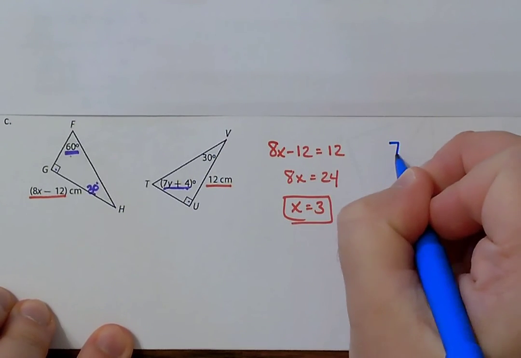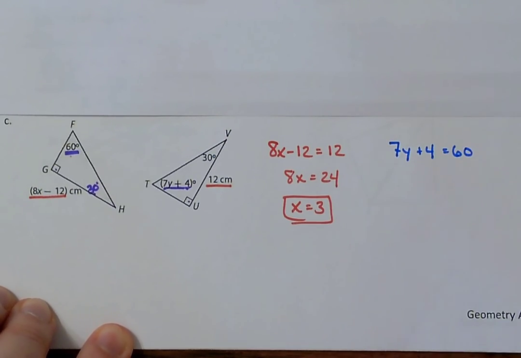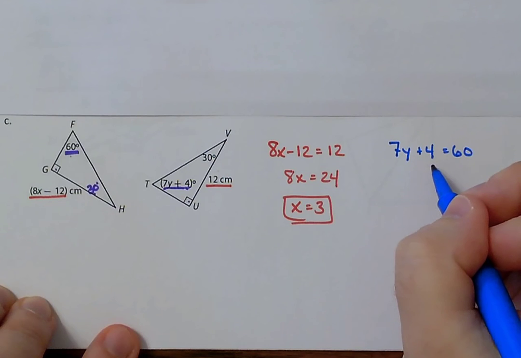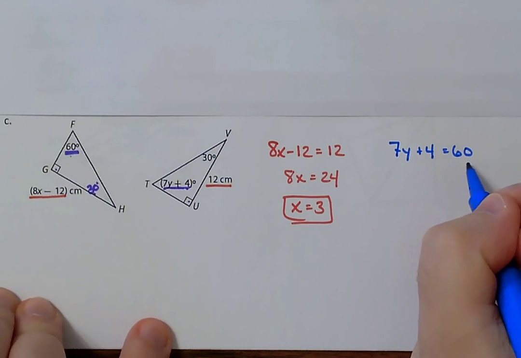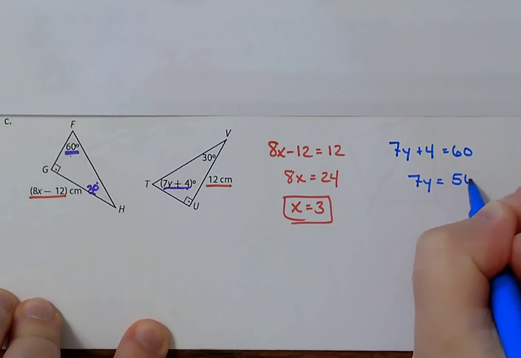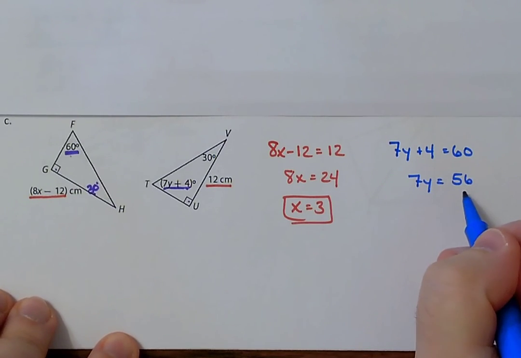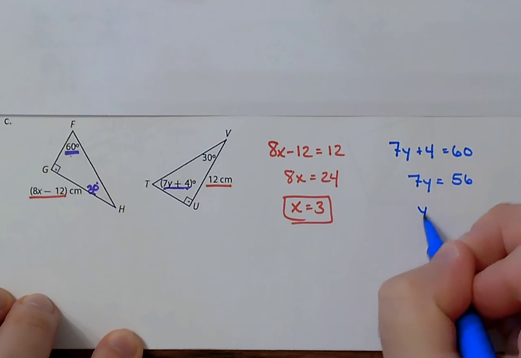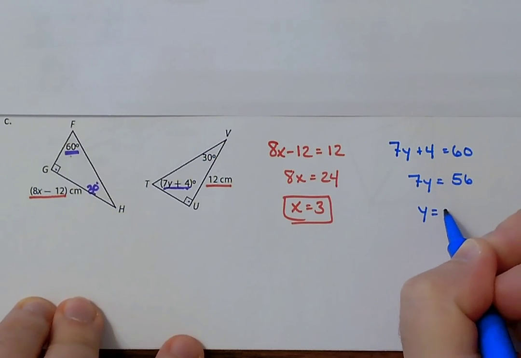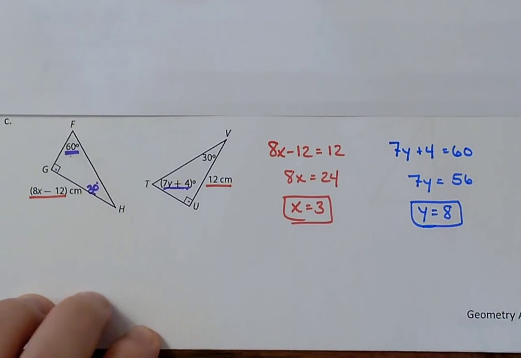So we're going to take 7y plus 4 equals 60. We're first going to subtract the 4, so we'll end up with 7y equals 56. Then we're going to divide 56 by 7, and if we do 56 divided by 7, we end up with 8.